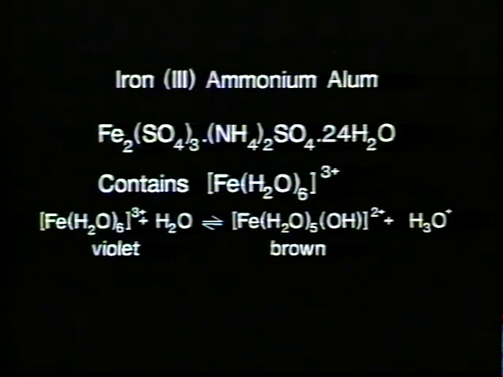The violet hexa-aqua ion has been converted into the brown ion and H3O+. But it's important to realize that the equilibrium lies well to the left-hand side, and so there are far more hexa-aqua ions present than there are H3O+ ions in the solution. The iron solution is a weak acid, about as strong as ethanoic acid. That is, its pKa is around 3.